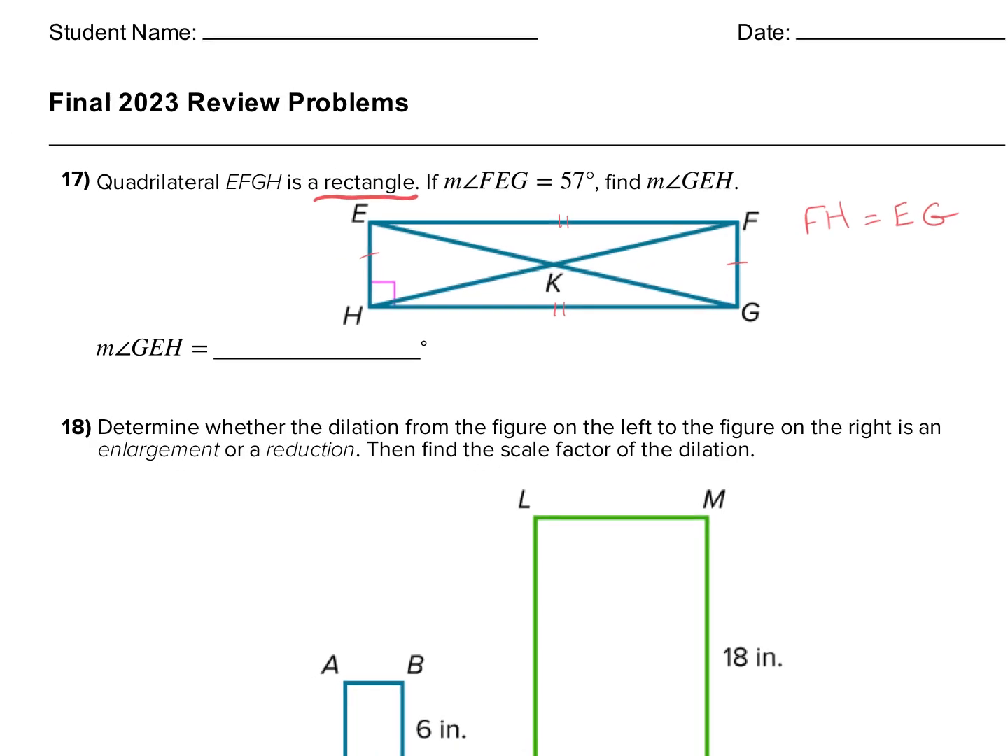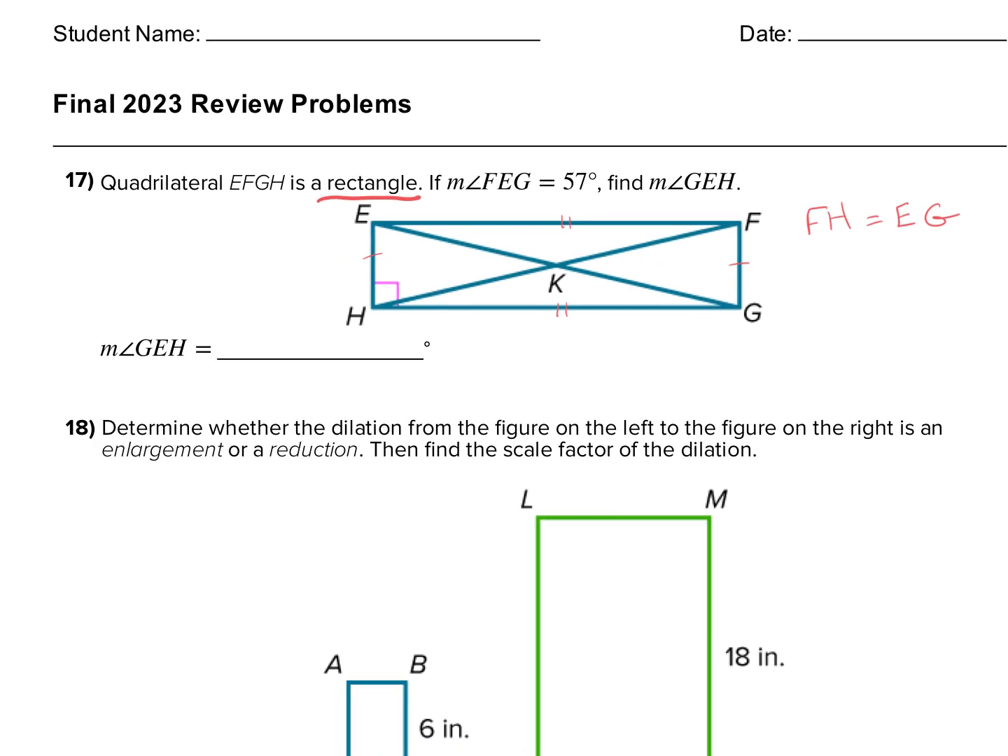Okay, now reading the question, if the measure of FEG is 57 degrees, find the measure of GEH.